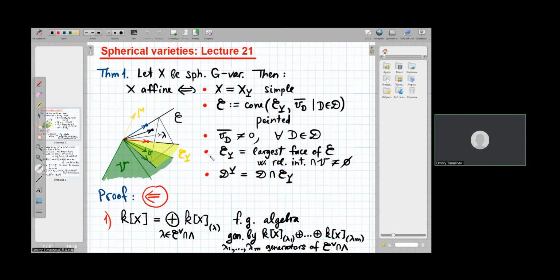For X and Y, they hold by assumption because we assume this condition. And for X prime, Y prime, they hold because this variety is affine, and we already proved the implication from the left to the right. So these two conditions also hold. And this cone C for X and X prime is the same.